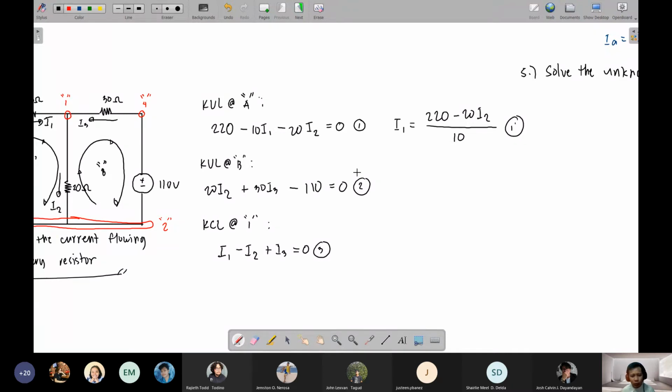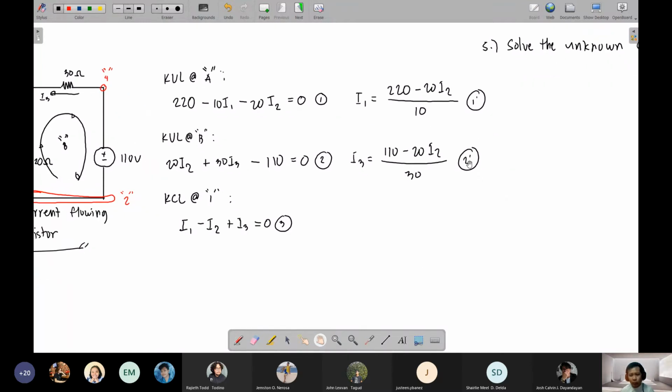Okay, then for equation 2, I will also transfer, it's positive so I will transfer it to the other side, 20 I2 and 110. Then I will divide by 30 so that I3 remains. So I can have I3 is equal to, negative 110 becomes positive. Then 20 I2 becomes negative, minus 20 I2 divided by this time 30. Let's call this equation 2 prime.